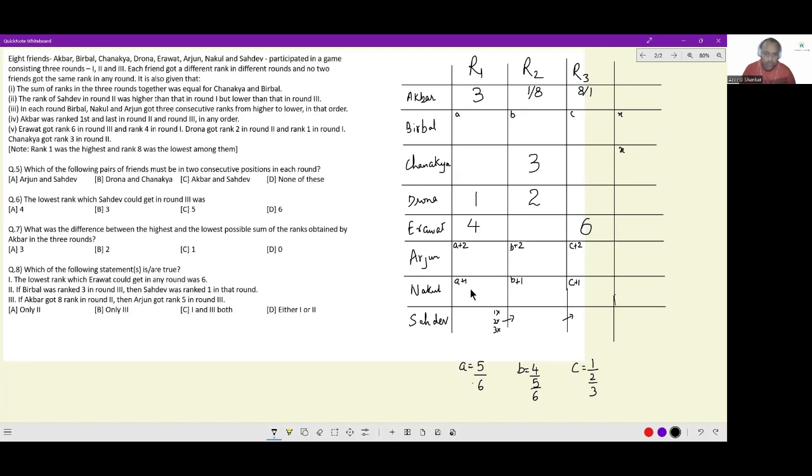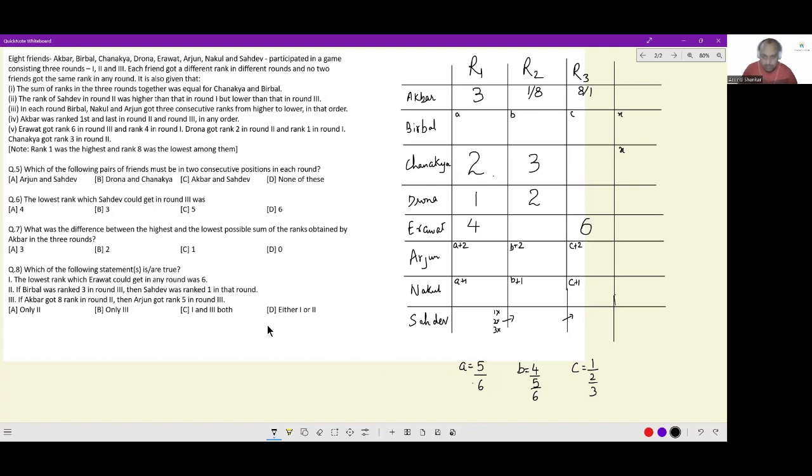A can't be 2, A plus 1 can't be 2, A plus 2 can't be 2, Sahdev can't be 2. So the only person who can be 2 is Chanakya. So this is guaranteed. Okay. And now this is done. Beyond this, no precise ranking can be allocated to anyone in any round at this time.